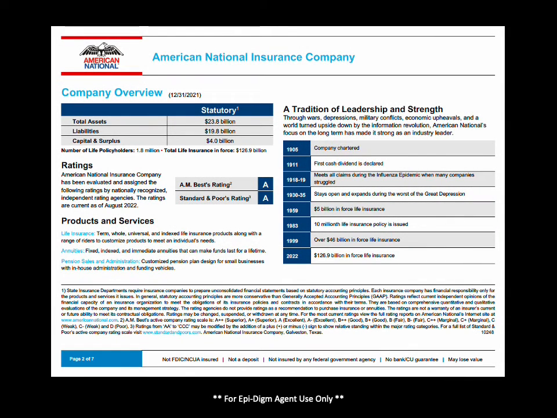One of the things you probably want to show your client from the illustration is the output. On page 2, the second page after the cover page, you'll see the introduction of American National Insurance Company. It talks about how big it is, what kind of history it has, and what the rating is. One of the most important things is the rating. Standard and Poor's A rating, so it is an A-rated company.